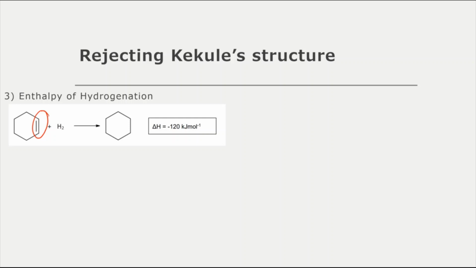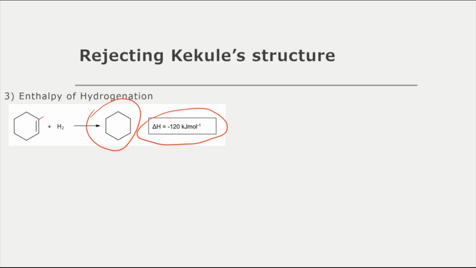And finally, the enthalpy of hydrogenation. So this is just adding hydrogen to cyclohexa-1,3,5-triene to make it saturated. If we have one double bond and we add hydrogen to make it saturated, saturated just means that there can be no further bonds formed. So in this case, this is not saturated because we can still add hydrogen to this, but this will be saturated. The enthalpy of hydrogenation of this structure was minus 120 kilojoules per mole.